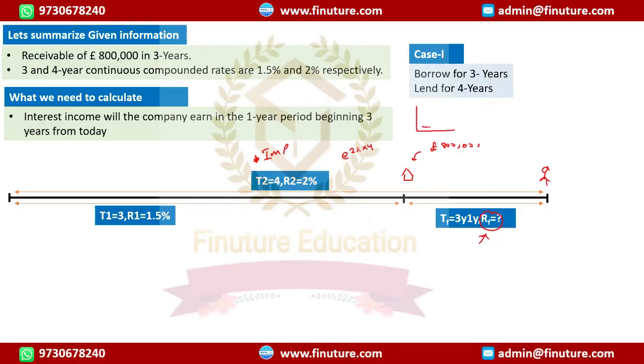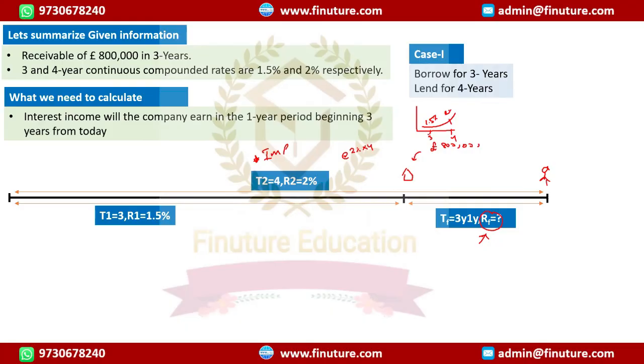If your interest rate curve is upward sloping, like in this case, we can see for 3 years it's 1.5%, and for 4 years it is 2%. So it is upward sloping, and in an upward sloping curve, it's always logical to borrow at a lower rate and lend at a higher rate.